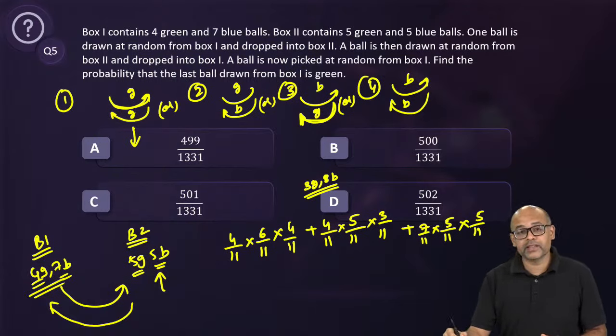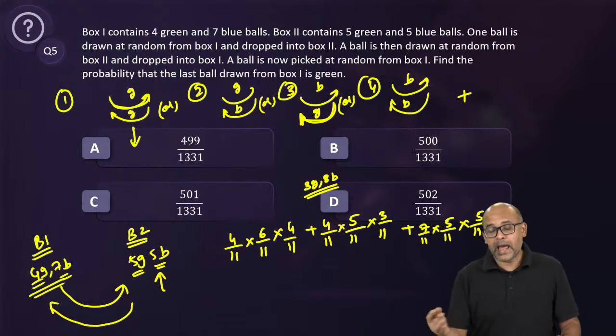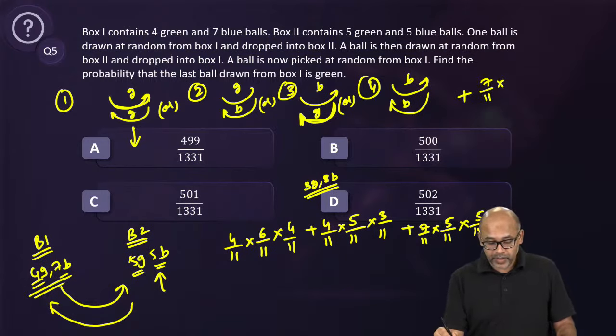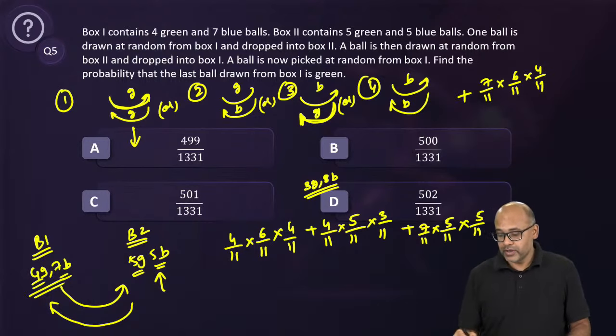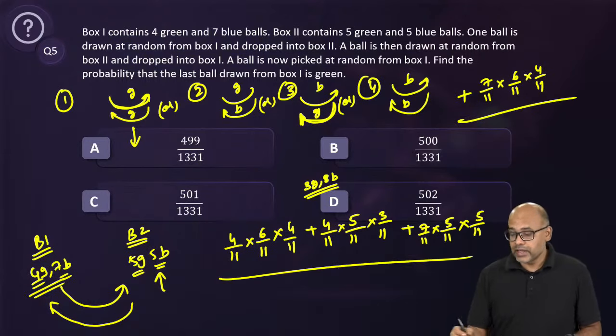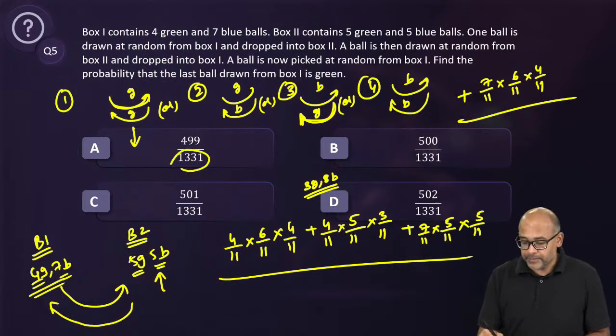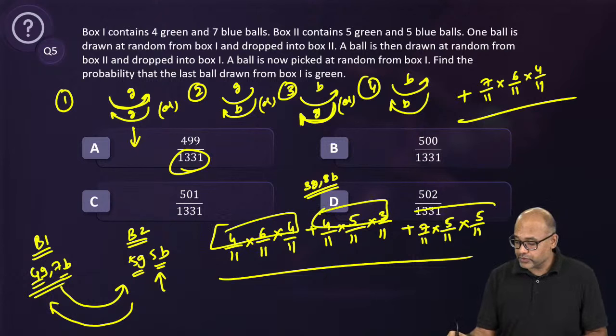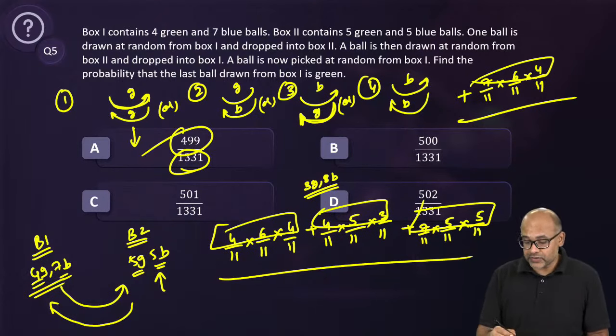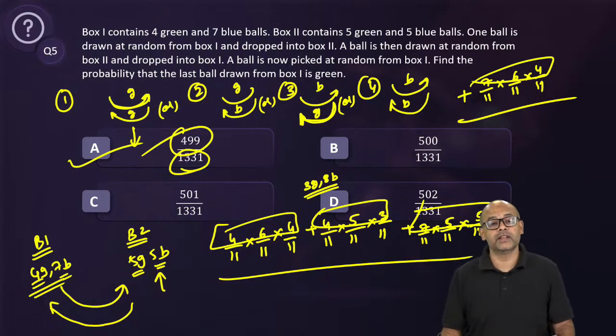And then the fourth case, I will write it over here. Black went and black came. So now if you got the logic, you will get 7 by 11 into 6 by 11 into now black came back. That is 4 by 11. So sum of all of these. 11 into 11 into 11 is 1331. Now the addition of these 4 values will give you 499. So the correct answer is 499 out of 1331.